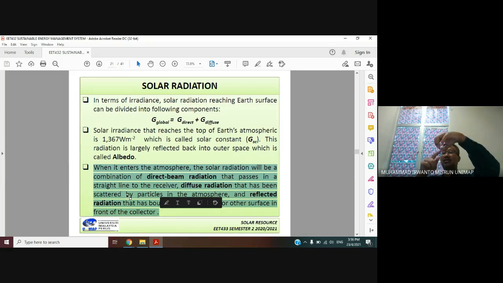Or it goes from the sun to an area, maybe there is grass or a tree, and then it is reflected to an object on the earth. Now we call this type of solar radiation reflective solar radiation. If an object on the earth obtains the diffuse solar radiation, the direct or beam solar radiation, and the reflective solar radiation, the total solar radiation we call the global solar radiation.